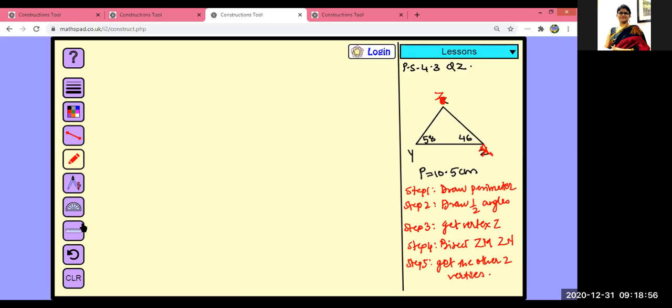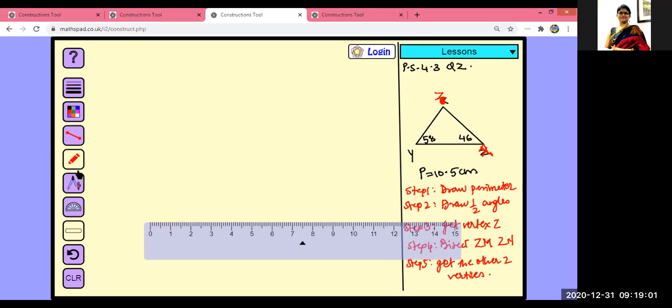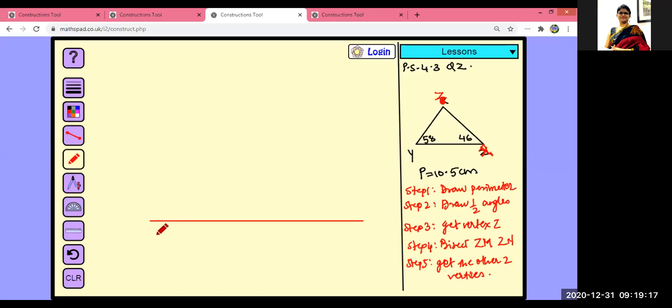Okay, so let's proceed. First step, we have to draw the perimeter, which is 10.5 centimeters. So here we begin with drawing 10.5 centimeters. I hope you all have started working with me now. Okay, do the constructions with me for better understanding. So here we have drawn the perimeter 10.5 centimeters and we have to label it. Now this time I'm not going to use XY because already the triangle's name is XYZ. So label MN, and then the next step is to draw half angles.